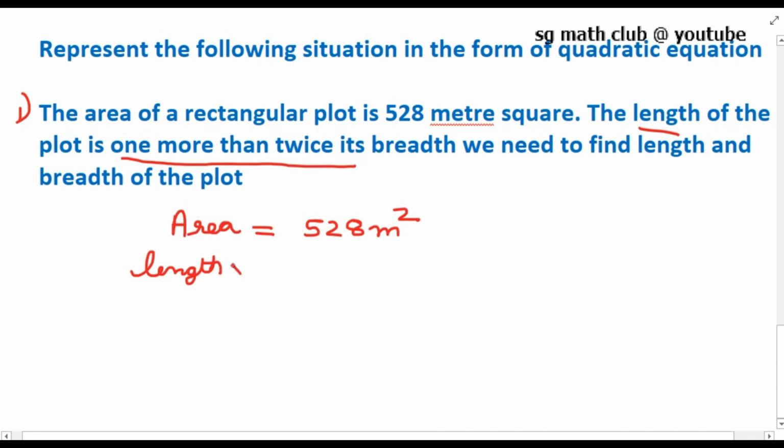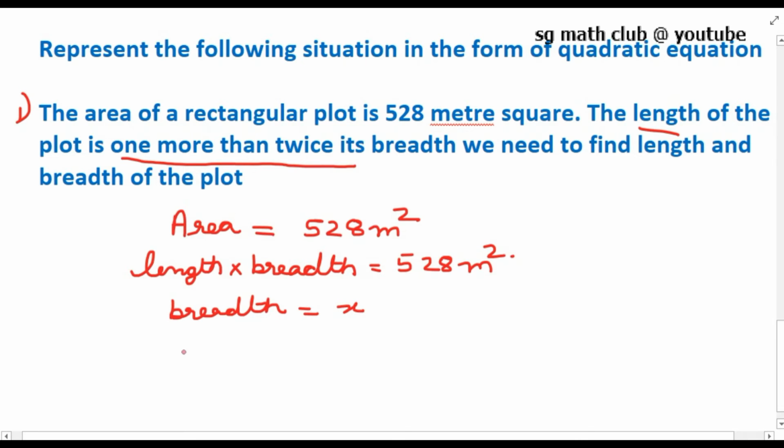So length into breadth is given as 528 meters square. Let us take the breadth as x, because length is depending on the breadth. Now we will write what is length. The length of the plot is 1 more than means plus symbol, twice its breadth.